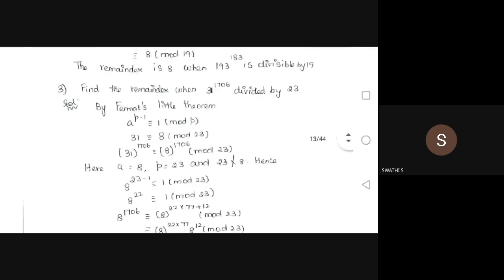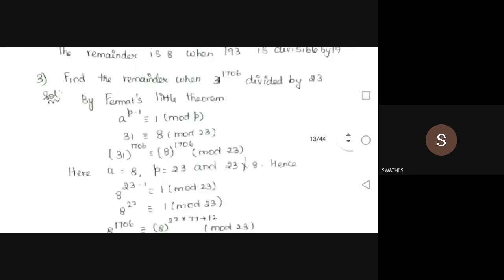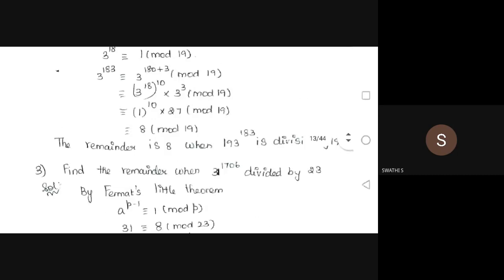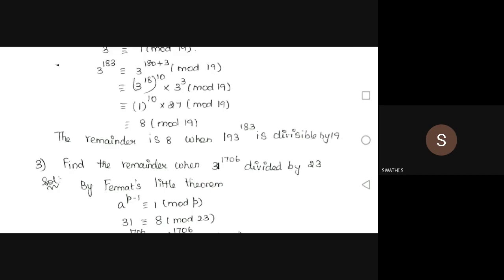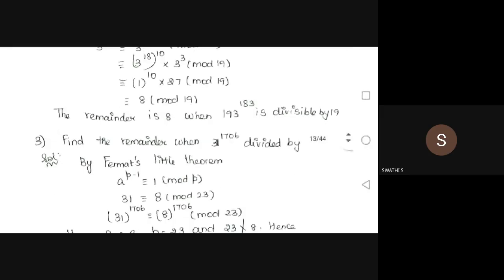The third problem: find the remainder when 31 to the power 1706 is divided by 23. So first, 31 is more than the given divisor. Therefore, 31 is congruent to 8 under mod 23. When 31 is divided by 23, you get the remainder 8. Therefore, we can write 31 is congruent to 8 mod 23.